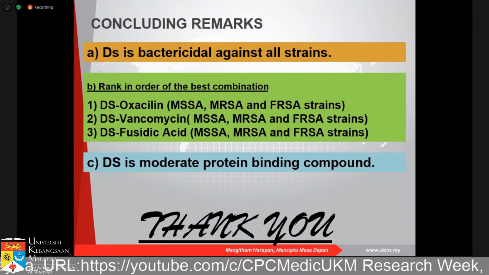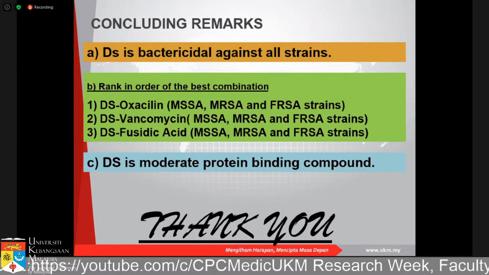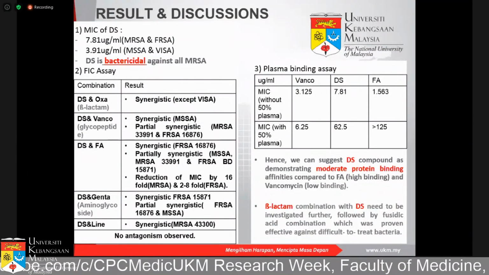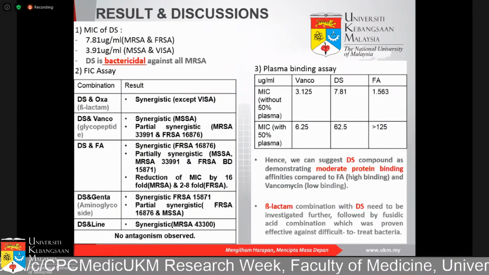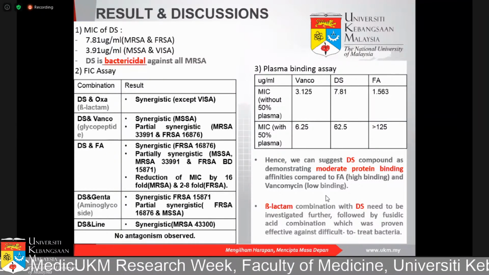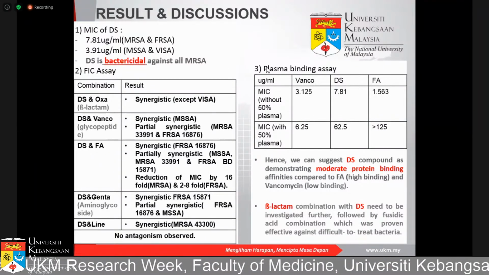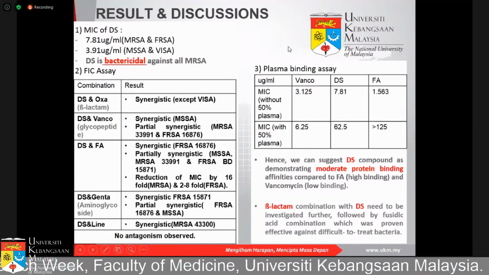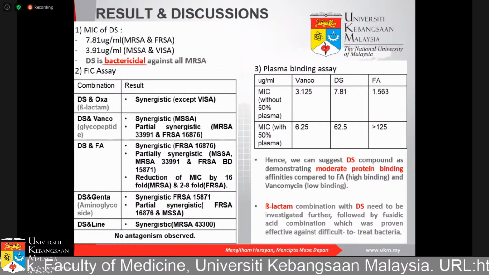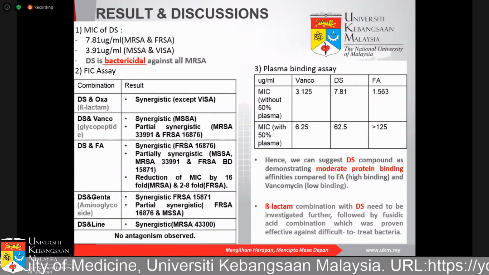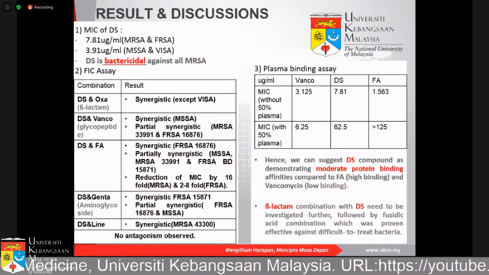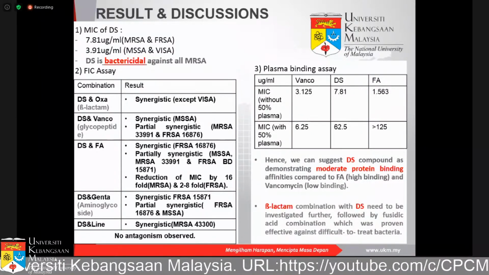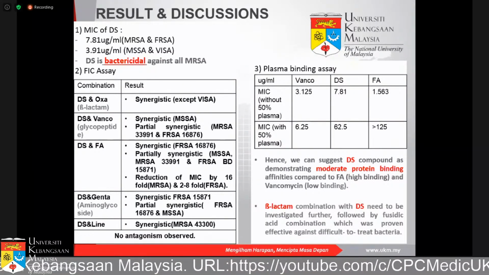Okay, and last, I forgot to mention that DS is a moderate protein binding compound compared to vancomycin, which is a low protein binding drug, and fusidic acid is a proven high protein binding drug. So with that comparison, we can suggest and say that the DS compound is a moderate protein binding compound.